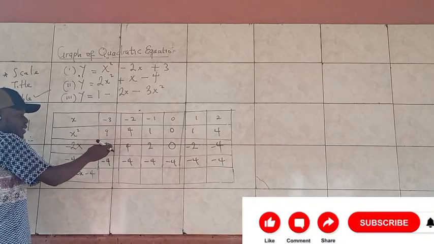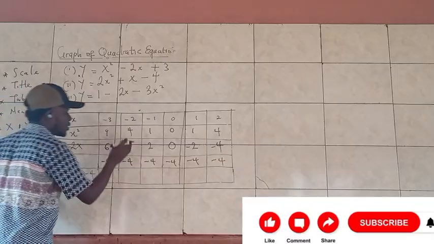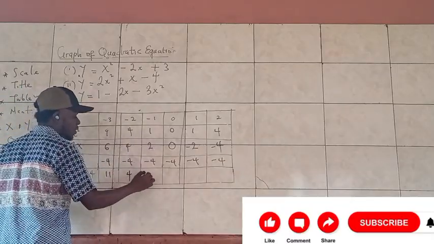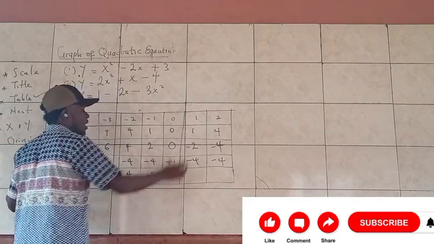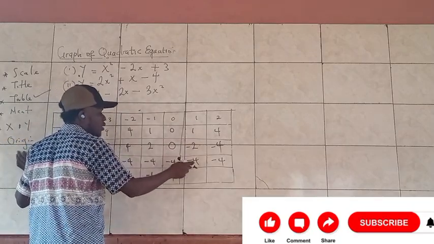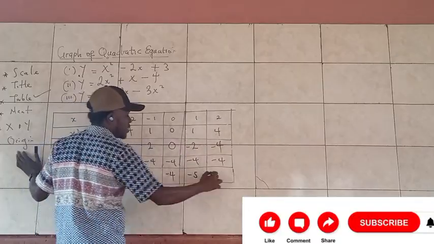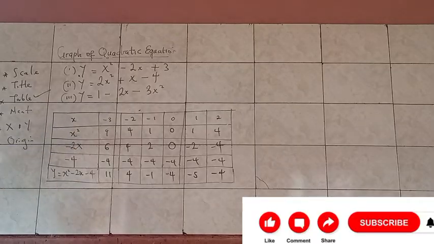9 plus 6 is 15, plus -4 is 11. 4 plus 4 is 8, minus 4 is 4. 1 plus 2 is 3, minus 4 is -1. 0 plus 0 is 0, minus 4 is -4. Then 1 minus 2 is -1, and minus 4 is -5. Then 4 minus 4 is 0, then minus 4 is -4. With these, I have my table of values ready to be plotted.